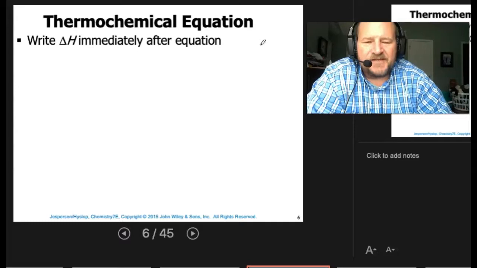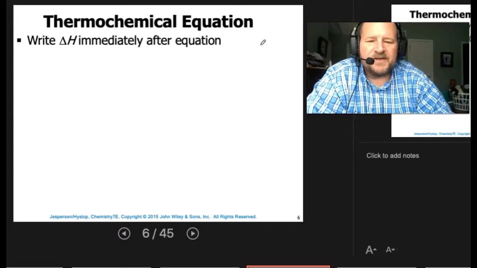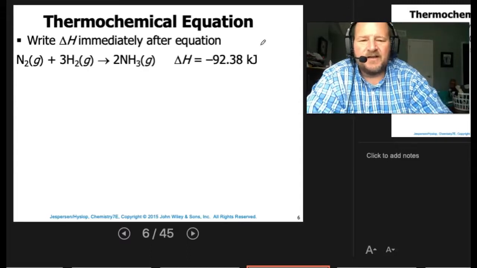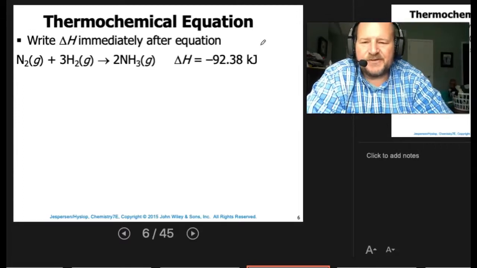So the next time you're in lab, if you look up the CRC book over there, it's over in the safety area of our lab. In that book is tabulated all of these different reactions. And so what it'll look like is this. It'll be N2 gas plus 3H2 gas goes to 2NH3 gas. Delta H is equal to negative 92.38 kilojoules.